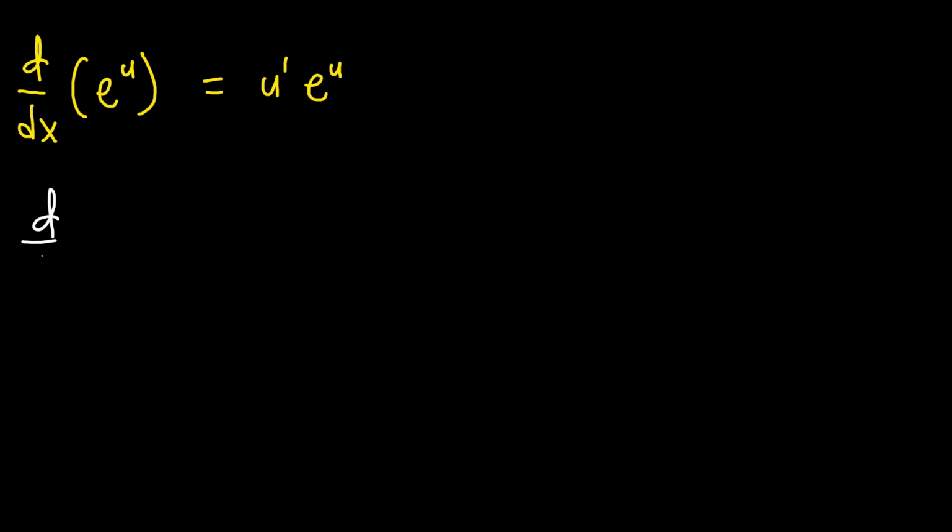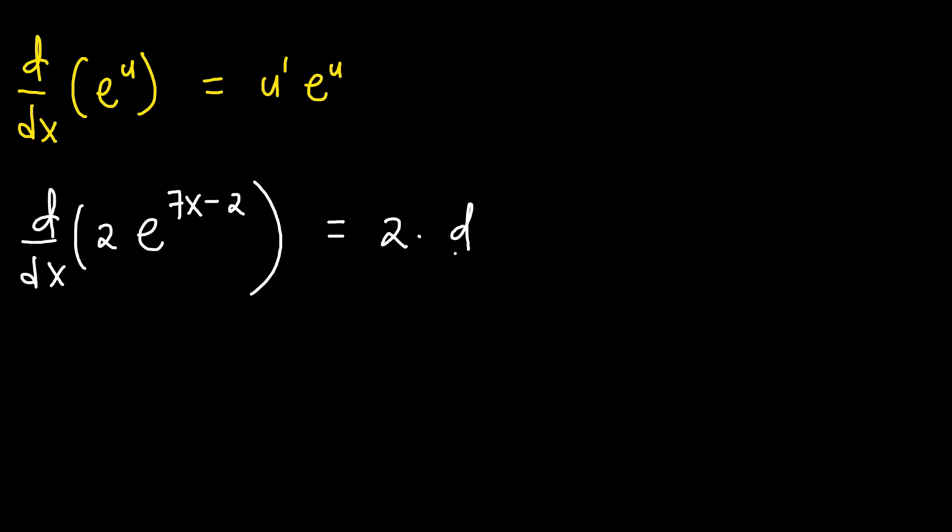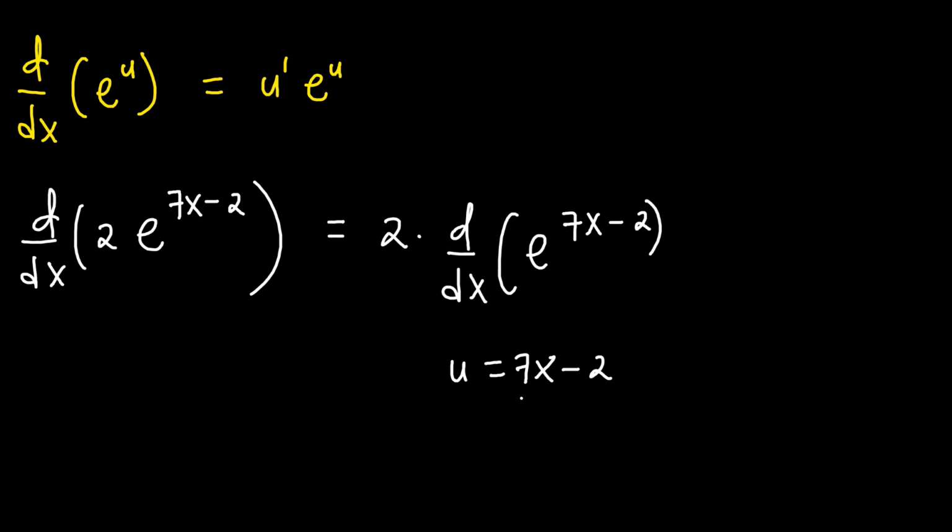Now how about the derivative of 2 times e to the power of 7x minus 2? Now this can also be written as 2 times the derivative of e to the power of 7x minus 2. So in this case, we shall set u to be equal to 7x minus 2. And if we differentiate this, u prime will be equal to, the derivative of 7x is 7. And when you differentiate negative 2, you get 0. So u prime will be equal to 7.